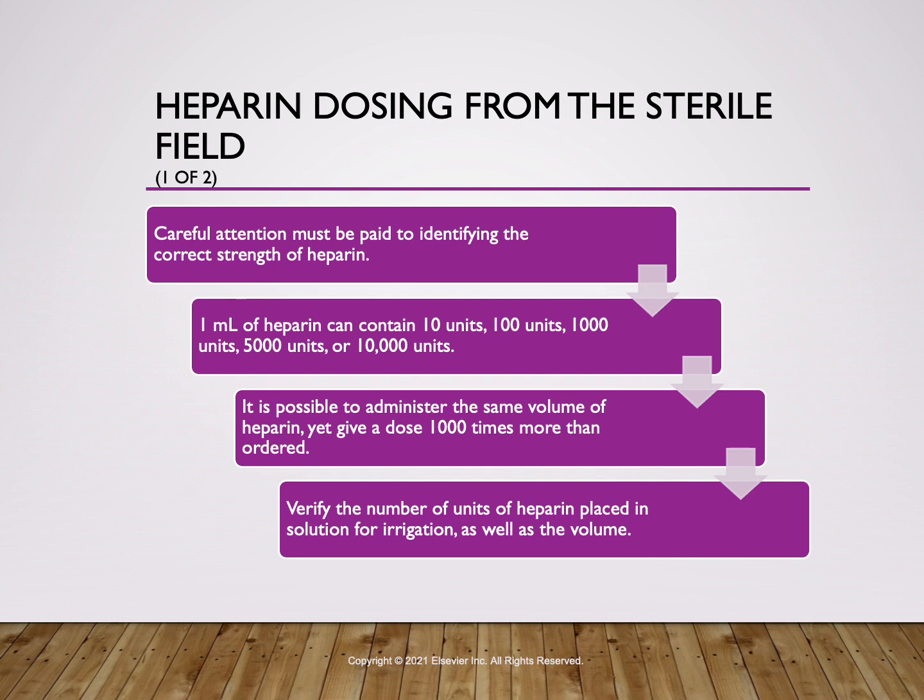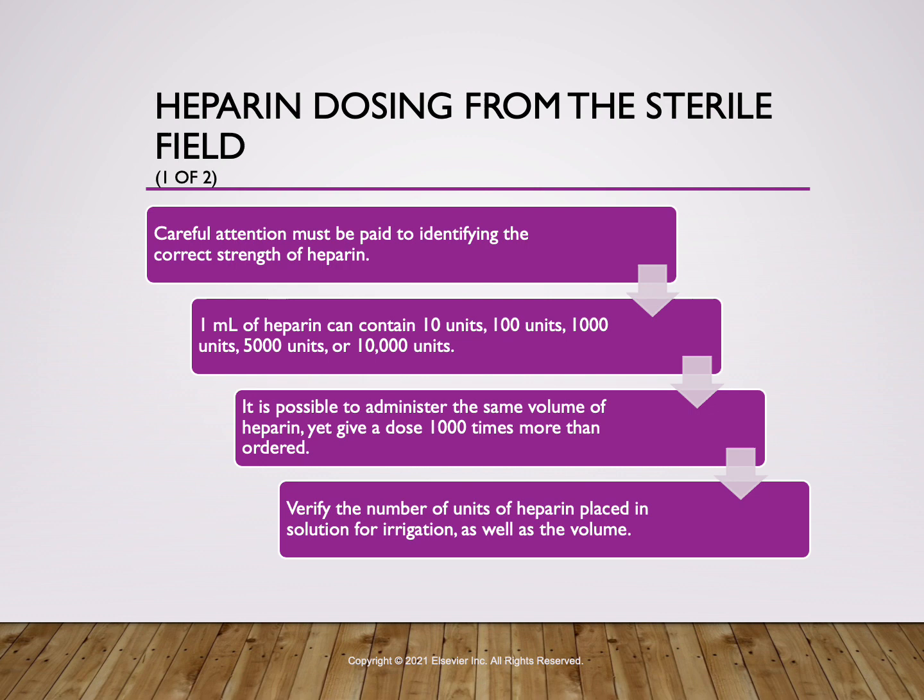So, although heparin was discussed earlier, it's important to re-emphasize some important information about dosing from the sterile back table. Many dosing errors have occurred because 1 ml of heparin can contain significantly different units, from 10 to 10,000 units. That's a huge difference. So careful attention must be paid to identifying the correct strength of heparin. 1 ml of heparin can contain 10 units, 100 units, 1,000, 5,000, or even 10,000 units. So it's worth mentioning again that it's possible to administer the same volume of heparin, yet give a dose 1,000 times more than ordered. So please be sure to always verify the number of units of heparin placed in solution for irrigation as well as the volume.